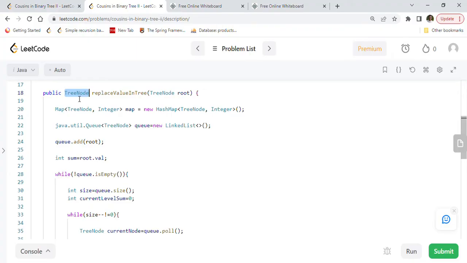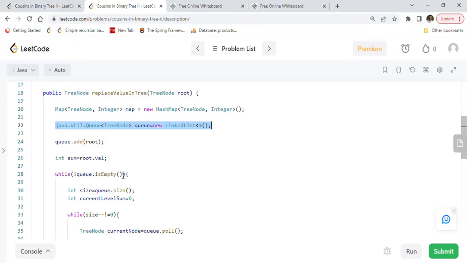So we are going to create a map which will hold the siblings relationship that I just mentioned. It is going to hold a tree node and integer, right? So this is the map. It is a new HashMap of tree node and integer, correct? After that, since we are going to use BFS, we will need a queue. So we will use a java.util.Queue of tree nodes, which is essentially a linked list in Java, right? The linked list or queue is going to hold tree node objects of the binary tree.